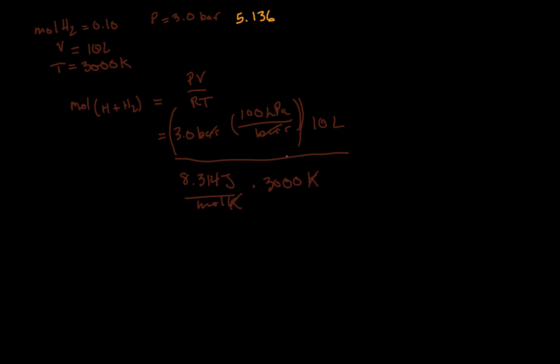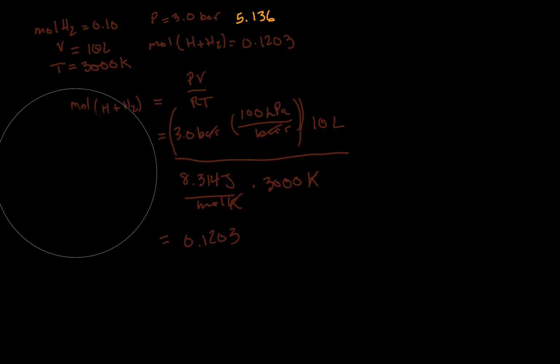That takes out the joules, and we are left with moles. Excellent, everything we want. That gives us a grand total of 0.1203. So there's our final moles, and we'll put that up here: moles of H plus H2 equals 0.1203. Okay, let's make a little bit of space.